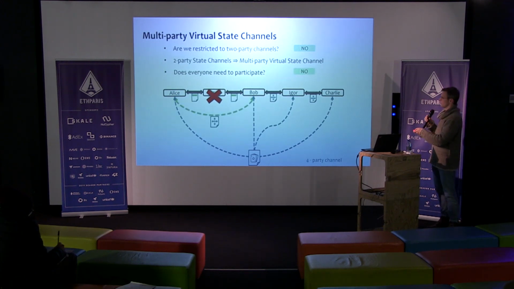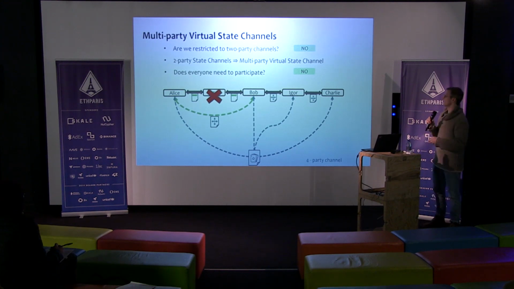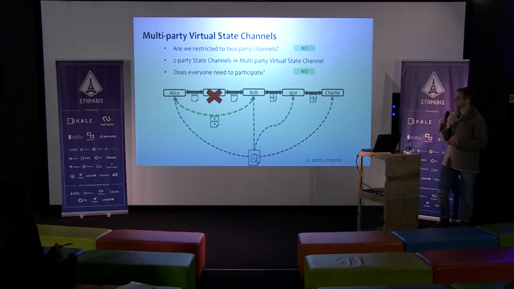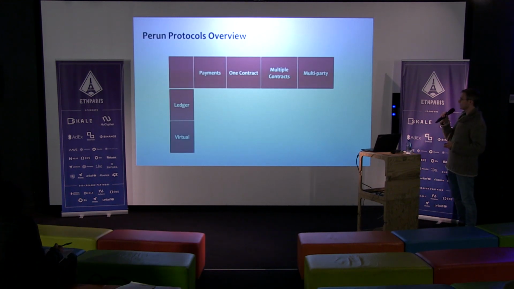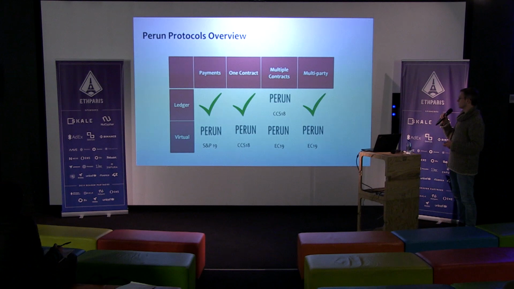So to have a virtual channel between Alice and Bob, for example, here Charlie would only be an intermediary. Was it even Charlie? I don't remember. No, that was Ingrid, I guess. So here would be Ingrid, and then you can run a multi-party state channel on a combination of virtual channels and state channels. This is an overview of all the work that we did.